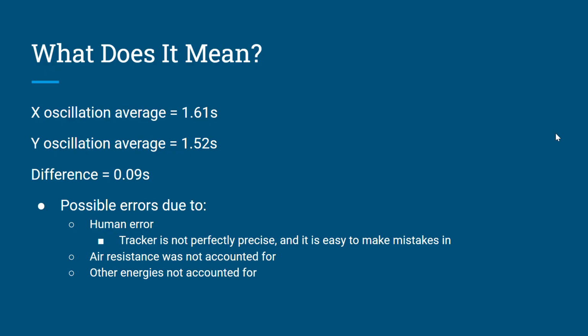Finally, what does it mean? Our x position oscillation period average was 1.61 seconds, and our y oscillation period average was 1.52 seconds. They're a little bit different from each other, by 0.09 seconds, but it's not much. And that's to be expected because there are possible errors that can be occurring here, most likely human error. Tracker is not perfectly precise, so when you're inputting those positions over and over again, it's going to make mistakes.